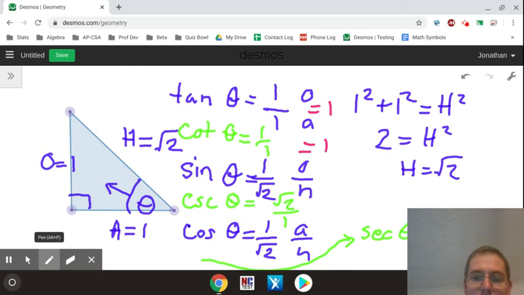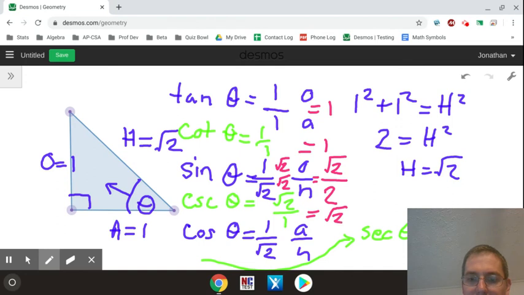For sine, I have a 1 over square root of 2. I don't really like the fact I have a square root of 2 on the bottom, so I can rationalize. The way to get rid of that square root of 2 on bottom is multiply top and bottom by square root 2. So that's going to leave me with a square root of 2 on top. And then the square root of 2 times the square root of 2 is square root of 4, or just simplifies to 2. So square root of 2 over 2 for sine. Cosecant, I can just simplify it, and it's going to be just a square root of 2. Cosine is 1 over square root of 2, so once again I can multiply top and bottom by square root of 2. So that's going to give me square root of 2 over 2. And then secant, just divide by 1 will be a square root of 2.